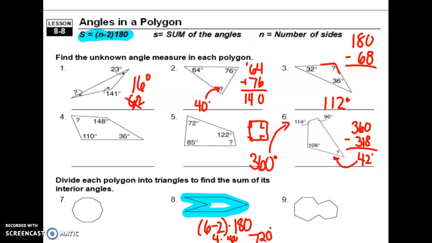For shape number 9, counting the sides, 1, 2, 3, 4, 5, 6, 7, 8, 9, 10, 11. We've got an 11 again. So we're going to take 11 minus 2 and times it by 180. So 9 times 180, if I used my calculator, would give me 1,620 degrees on that one.